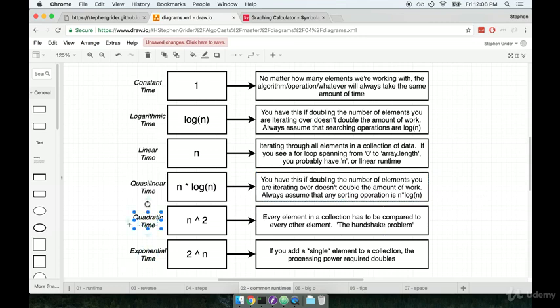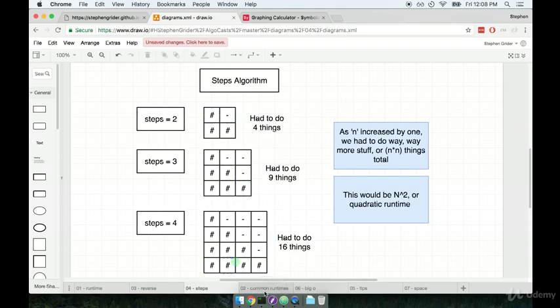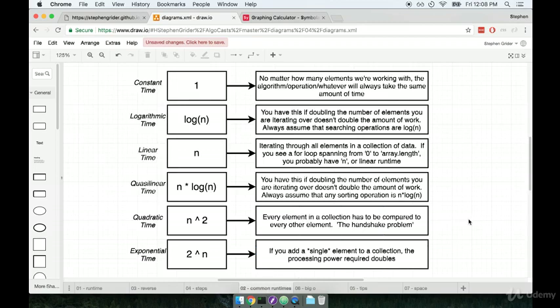The next one is quadratic time here. So we just saw an example of quadratic time with our steps algorithm here. We had said that as soon as we started to add one element to the input to the algorithm, it started to take dramatically more time to produce the result set.